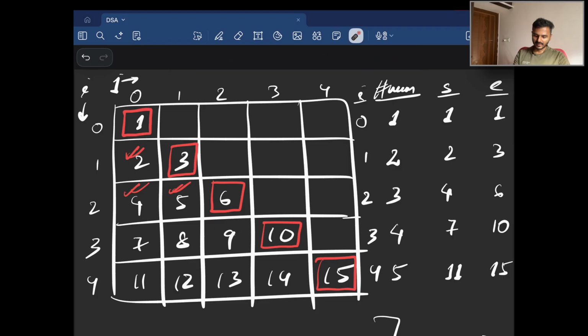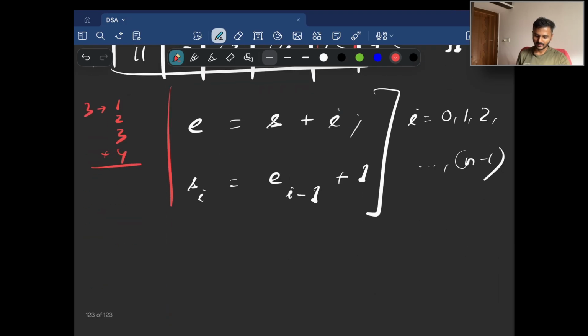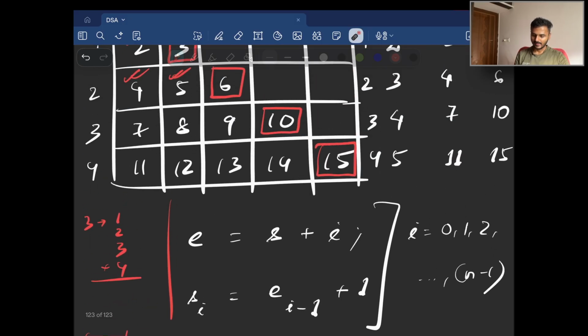Which means given we are on row number 3, what we will have to do to determine the end value is go for 1 plus 2 plus 3 plus 4, right? So what I said was, given we are on row number 3, we have to go for 1 plus 2 plus 3 plus 4, correct? If we were on row number 4, we would have to go for 1 plus 2 plus 3 plus 4 plus 5, right? Which means that if we are on row number i, we'll have to go for 1 plus 2 plus 3 plus so on up to i plus 1.